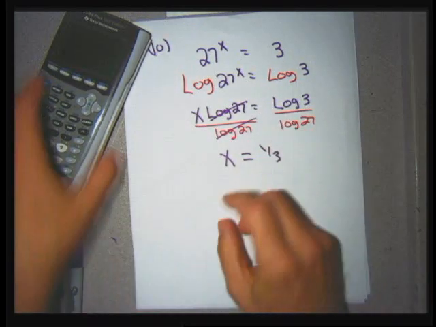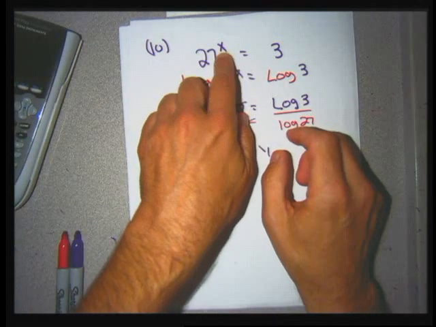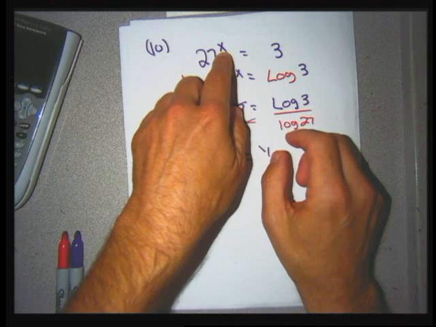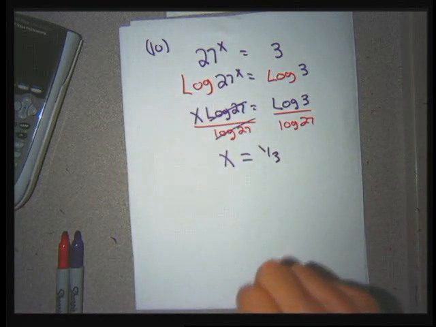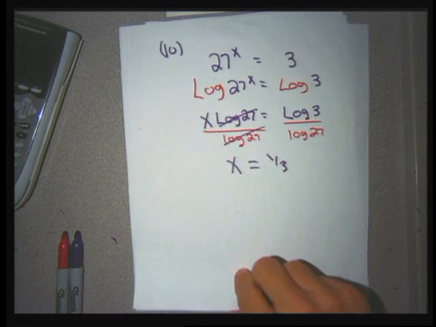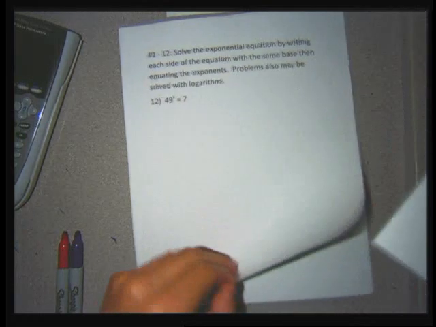So taking the logarithm of both sides will work to solve any problem that has an equal sign and an exponent. Making both sides written with the same base, that's not always so easy to do. So sometimes we resort to logarithms. And sometimes it's impossible to make both sides have the same base.